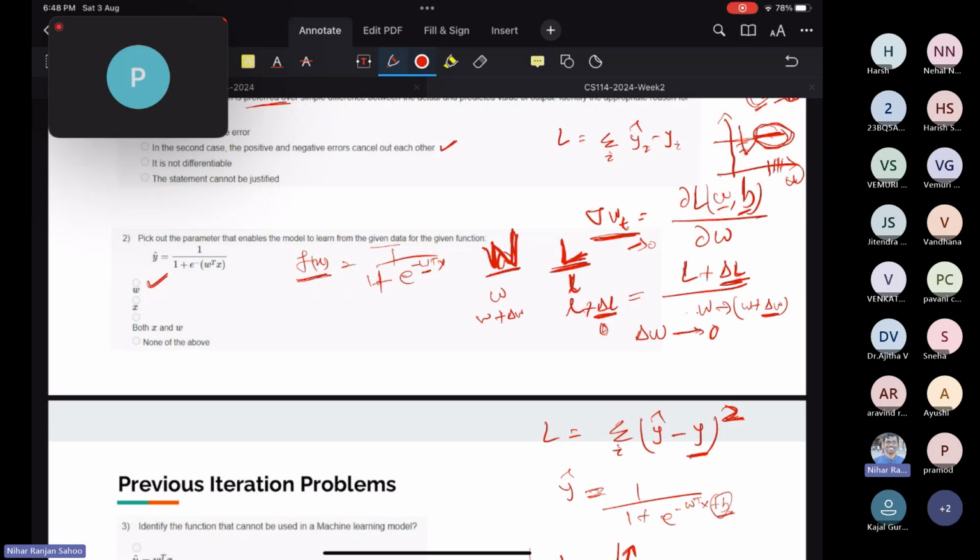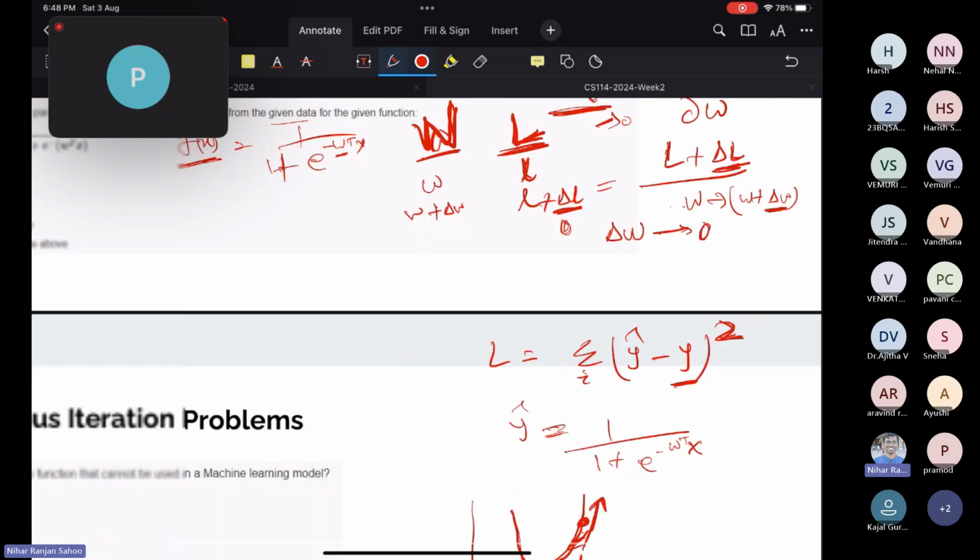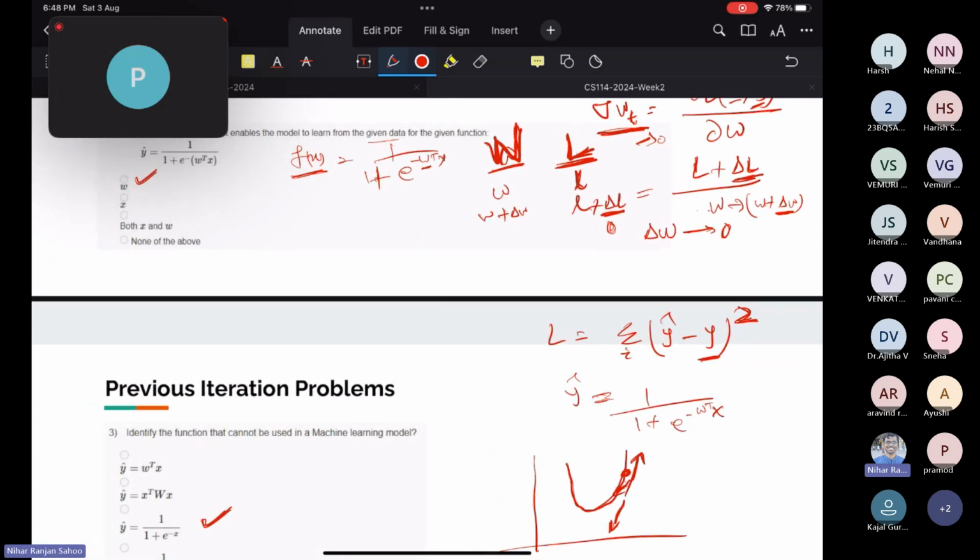If we forget b, let's say I'm ignoring b just for the sake of simplicity, it is 1 by 1 plus e to the minus w transpose x, right? So definitely L has the w component. If we replace this value here, in terms of w we can write L equal to summation over i of (1 by 1 plus e to the power minus wx minus y) whole square, right?